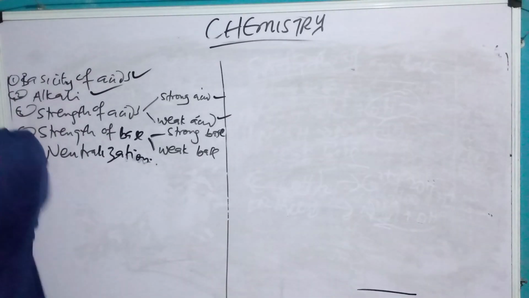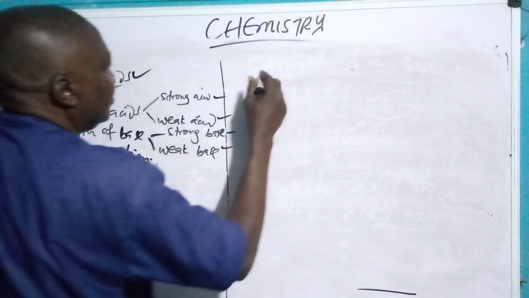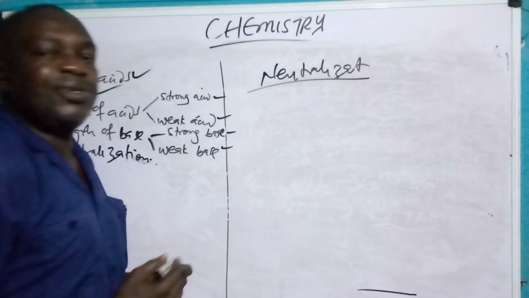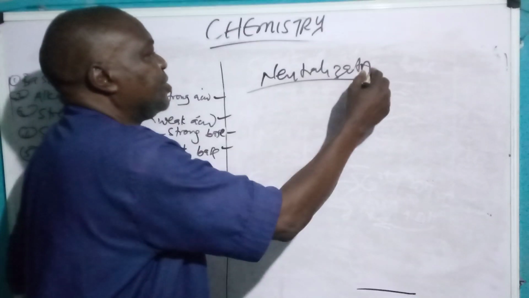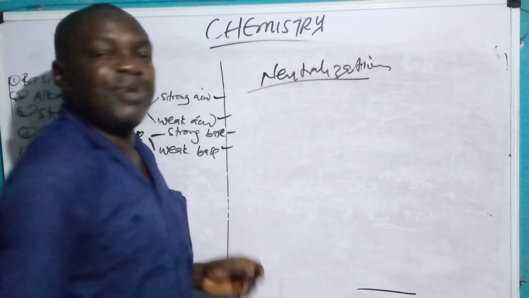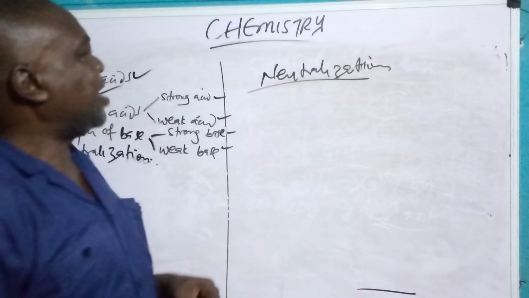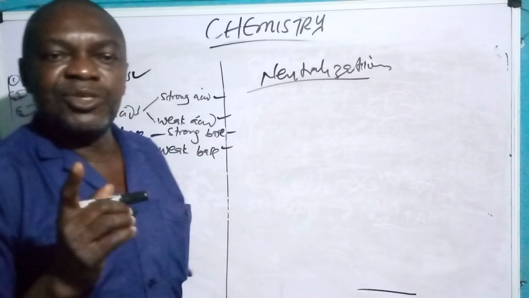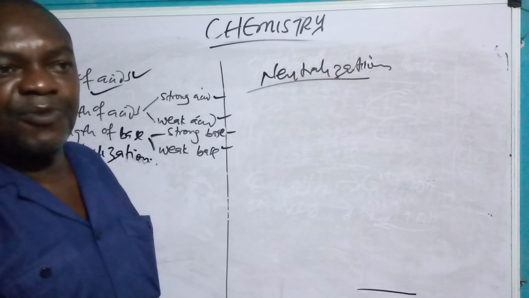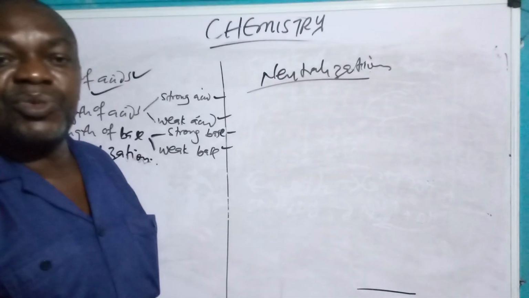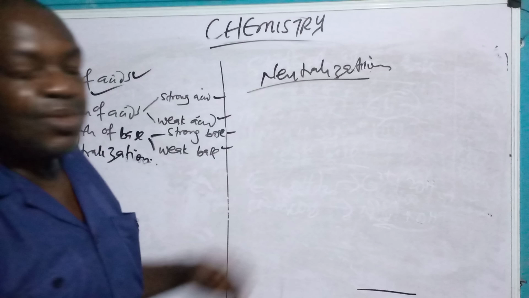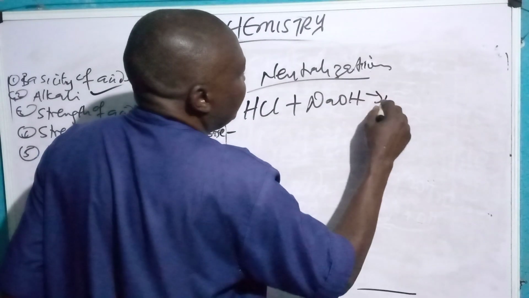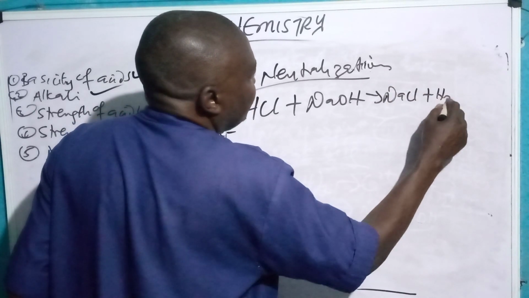Then lastly, we are going to talk about neutralization. Neutralization is similar to one of the definitions of base. Neutralization is the reaction between an acid and a base to form salt and water only. Remember, again, neutralization is the reaction between an acid and a base to form salt and water only. Most of the reactions we do in the lab under titration fall into this group. Example, HCl plus NaOH will give you NaCl plus H2O.